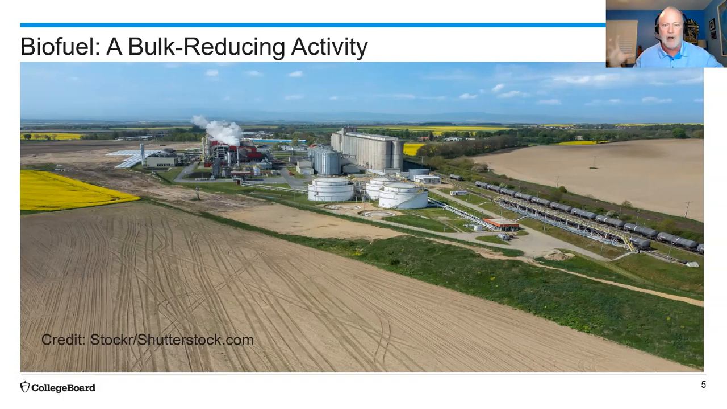Look at all those tanker cars, right? So what'll happen is the corn will be delivered to the plant, and they'll process it, turn it into the fluid, into the liquid, and then they ship it out via the train cars all over the country.